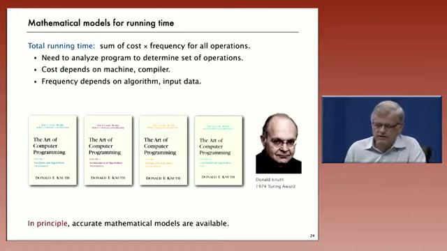We can calculate the total running time of a program by identifying all the basic operations, figuring out the cost, figuring out the frequency of execution, and summing up the cost times frequency for all the operations. You have to analyze the program to determine what set of operations, and the cost depends on the machine and the computer in the system, as we talked about before. The frequency leads us to mathematics because it depends on the algorithm and the input data.